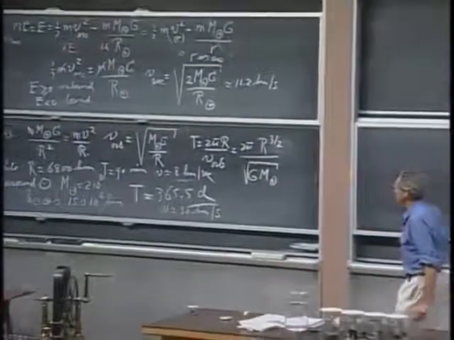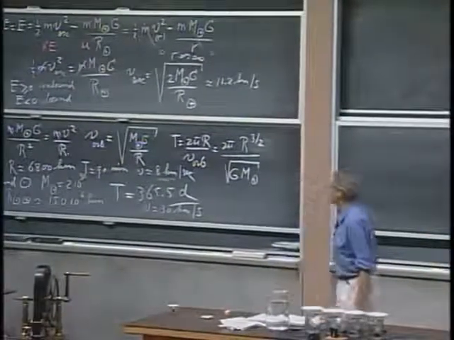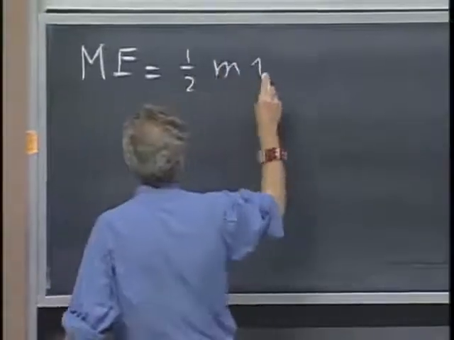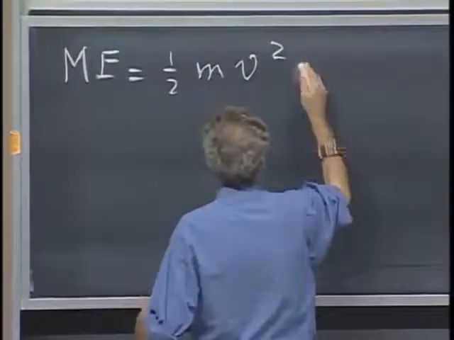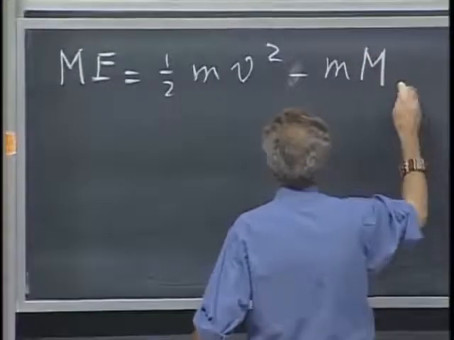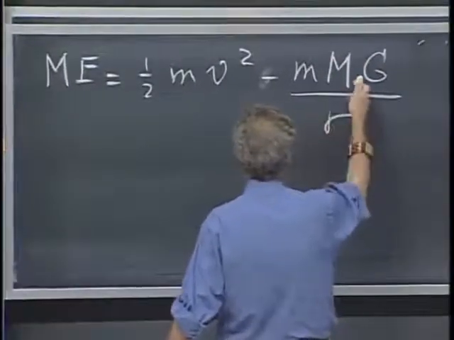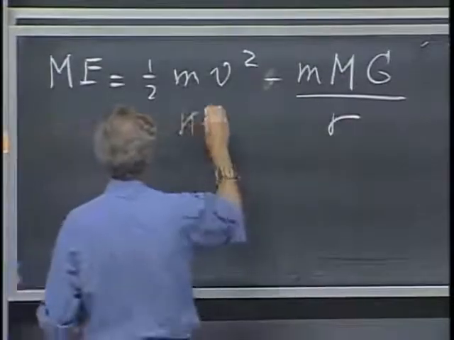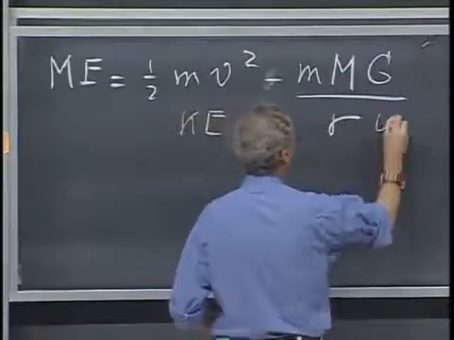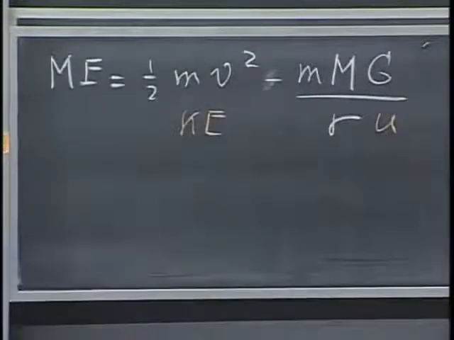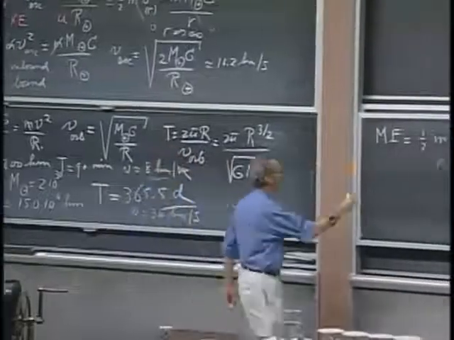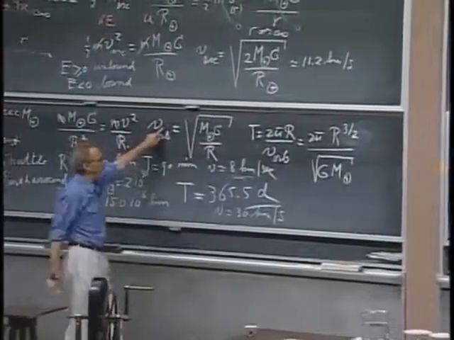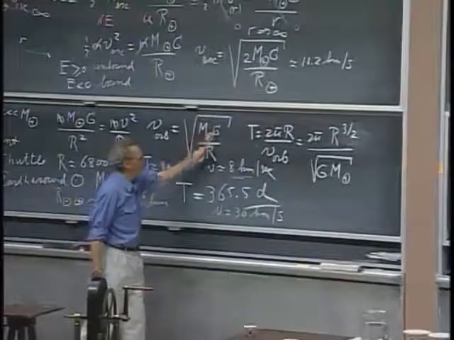There is something remarkable about these numbers. The total mechanical energy, and I will write that once more here, is 1/2 m v squared at a given radius minus little m, capital M, G over r. Whether M is the mass of the Sun or the Earth is of no concern to me now. This is the kinetic energy for something in orbit at this radius, and this is the potential energy. But now notice, I can substitute for this v squared the square of the orbital speed, and then I get mMG over r.